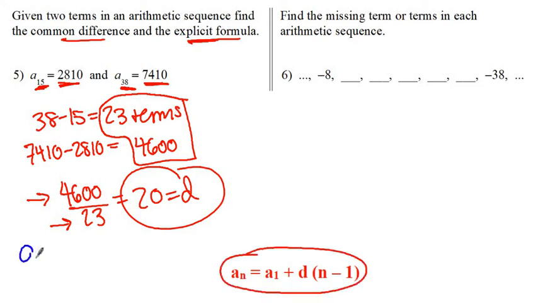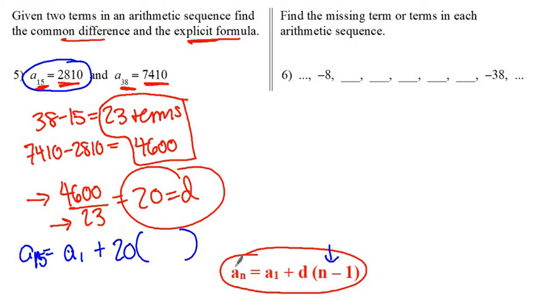Okay, so we're being asked to find also the explicit formula, so that's this right here. So the explicit formula will be a sub n equals our first term, and we don't know our first term. We'll find that in just a sec. We do know our common difference, though. How can we find the first term? Let's just take either of these two. So let's take 15. So a sub 15 equals, we don't know the first term, plus 20 times n minus 1. If we're finding the 15th term, we know n minus 1 is going to be 14. And we know the 15th term is 2810. So all we're doing is just plugging in information that we know. 20 times 14 is equal to 280.